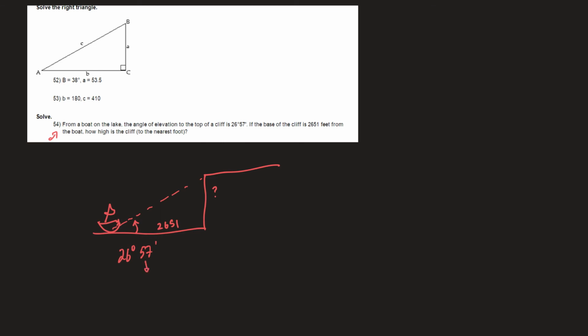First thing I would do is convert this into a decimal degree. So I'm going to take 57 and divide it by 60. And that gives me 0.95. So let me draw the triangle again. So this angle is 26.95. This side is 2651. And they want to know what this side is over here.